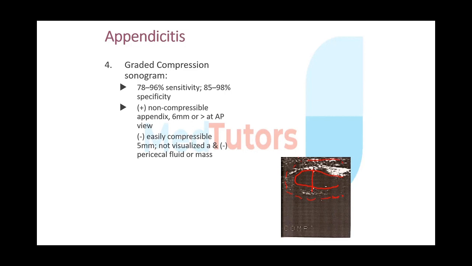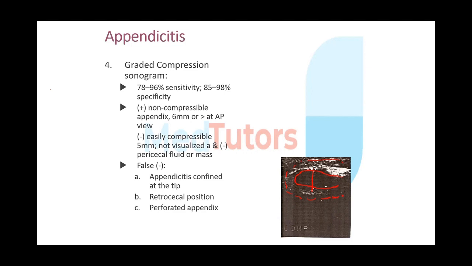And with the probe, it's non-compressible. So when it is easily compressible, it's negative. When it is less than 5 millimeter, it is negative. When you don't visualize the appendix, okay? When there is no periappendiceal fluid collection, or when there is no mass, it's likely negative.